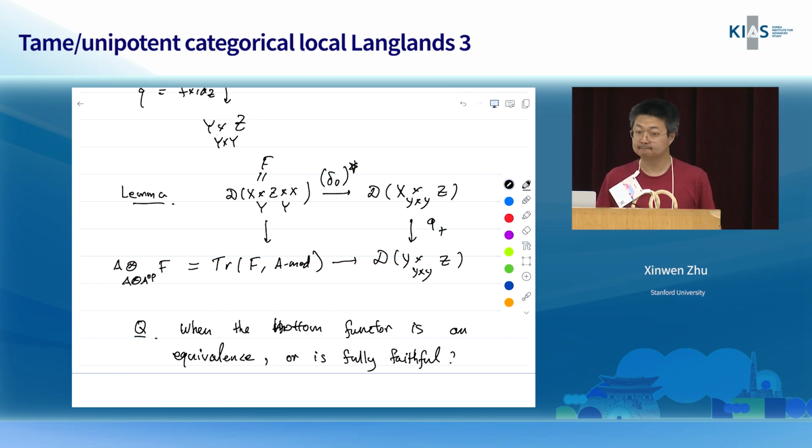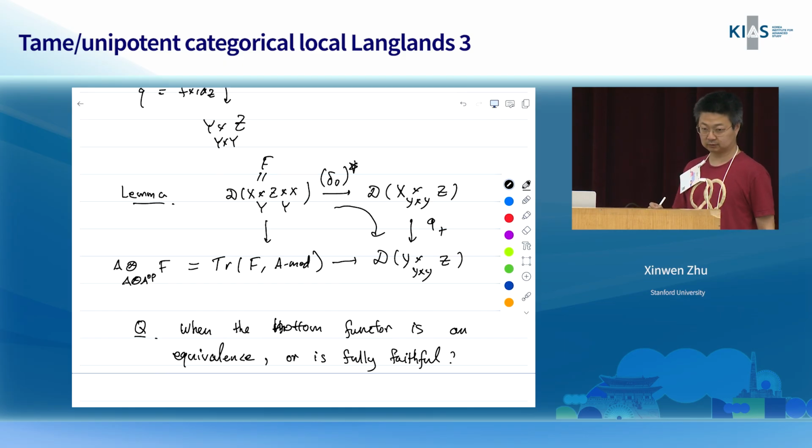Does the lemma say that the diagram is Cartesian? It's not Cartesian, it's just commutative. Just saying that if you go this way, it automatically factors through. There's a natural functor.